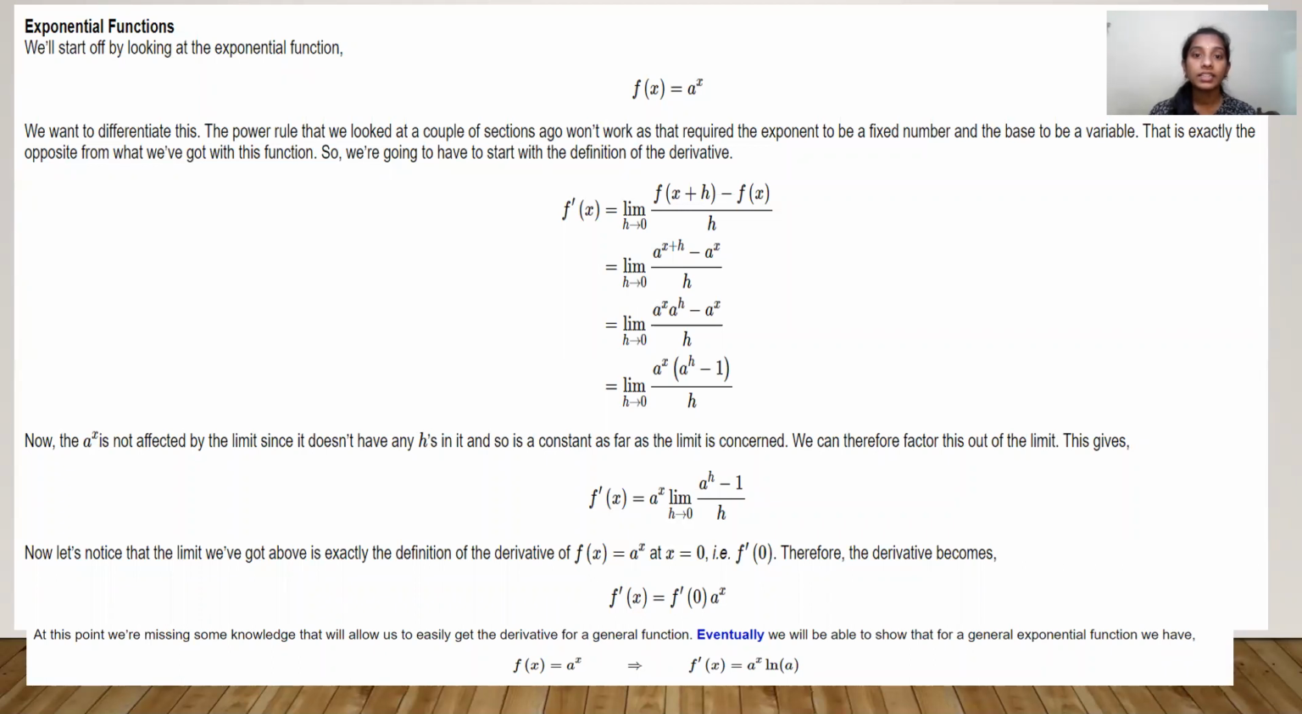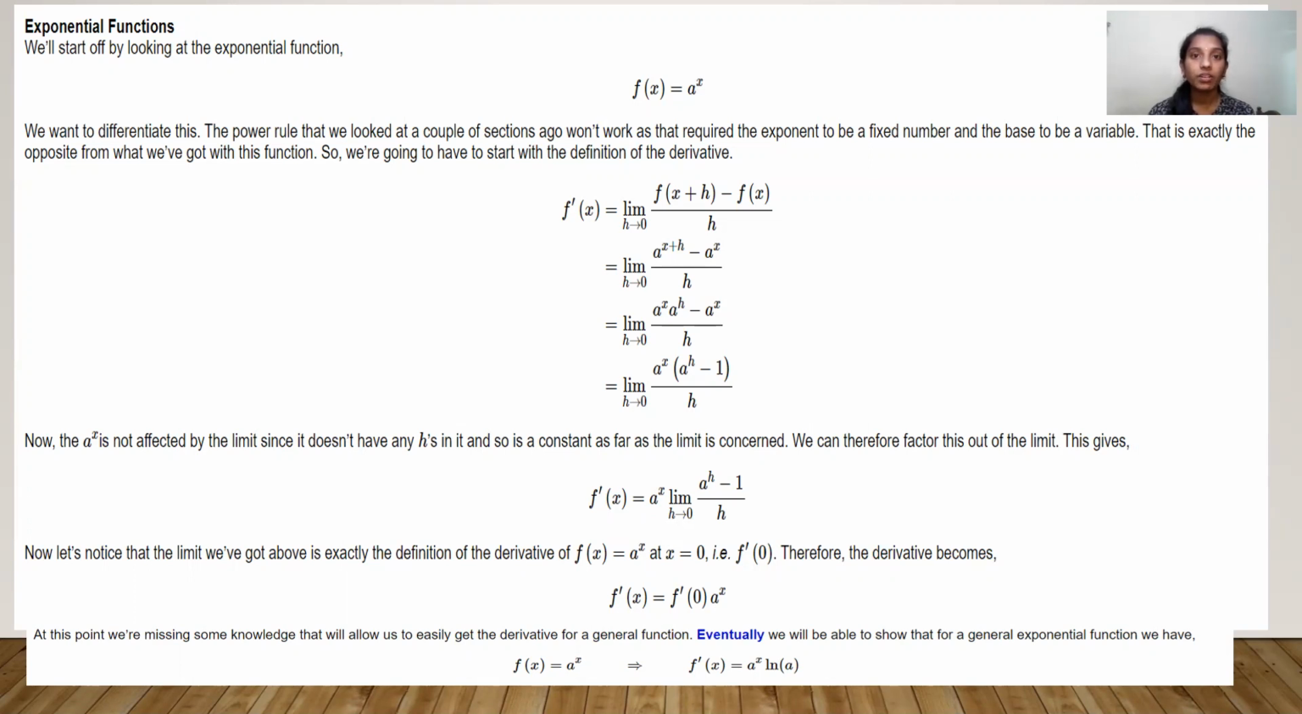After evaluating the terms, limit h tends to 0 of a power x into a power h minus a power x, by h. Then we get limit h tends to 0 of a power x into a power h minus 1, by h. Now, a power x is not affected by the limit since it does not have any h in it. So it is a constant as far as the limit is concerned. We can therefore factor this out of the limit. That gives f dash of x is equal to a power x into limit h tends to 0 of a power h minus 1 by h.